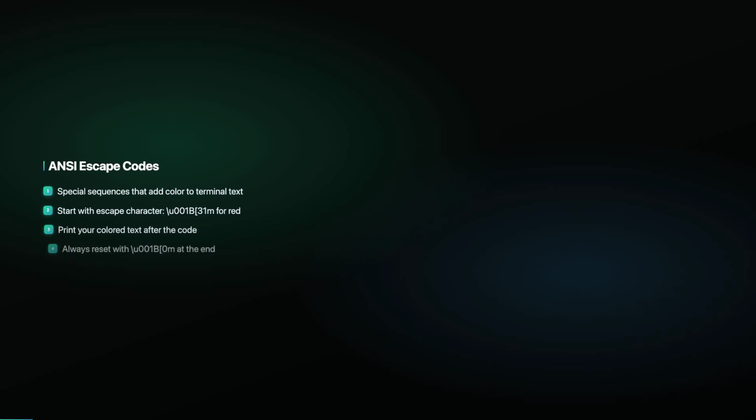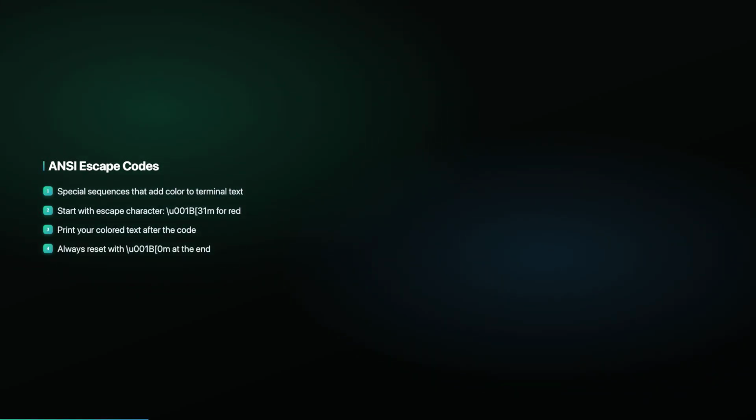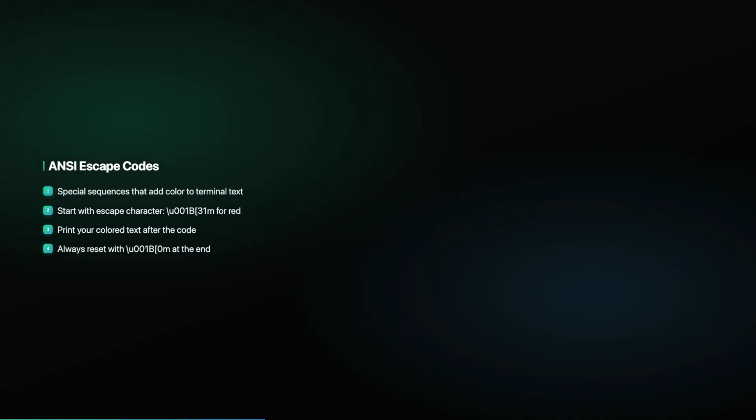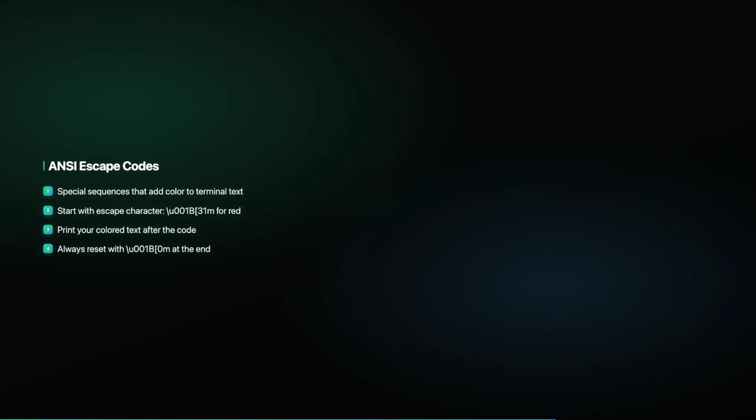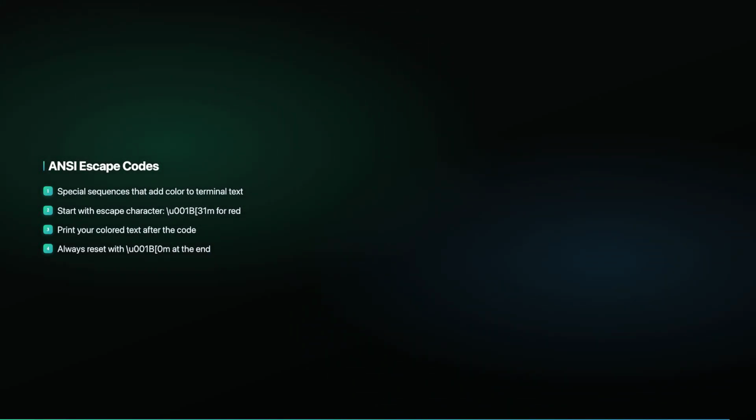Good CLI tools have colored output. ANSI escape codes add colors to terminal text. You start a color with a special escape sequence like \u001B[31m for red. Then you print your text. Then you reset the color back to normal. We create a colors object with helper functions. Call colors.red with your text, and it wraps it in the correct escape codes.